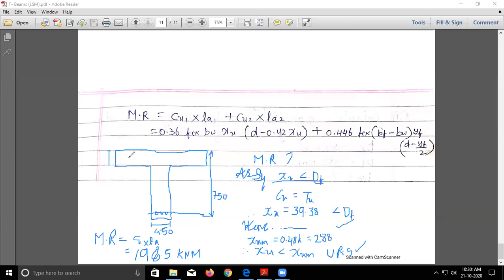Consider M25 and Fe500. Ast is equal to 6 bars of 25 dia. That is the question.